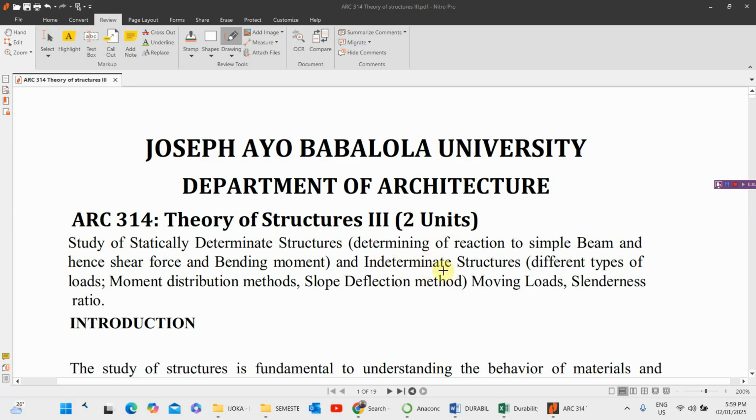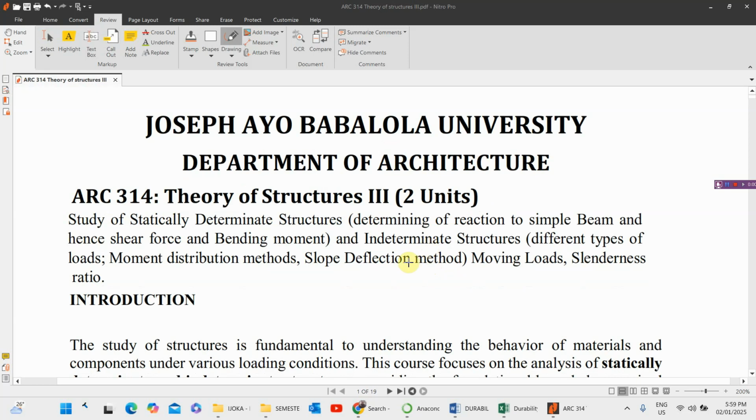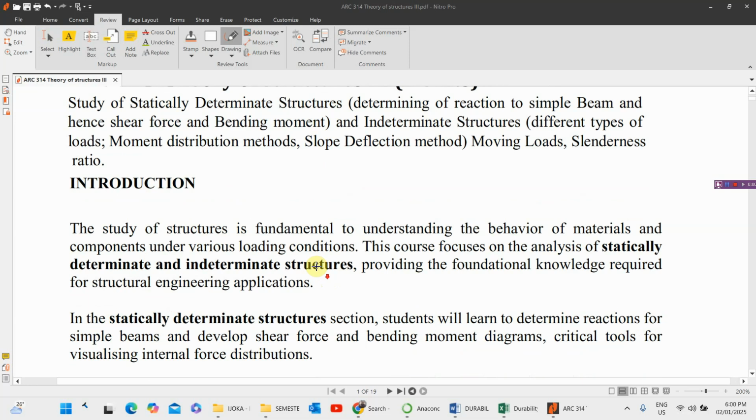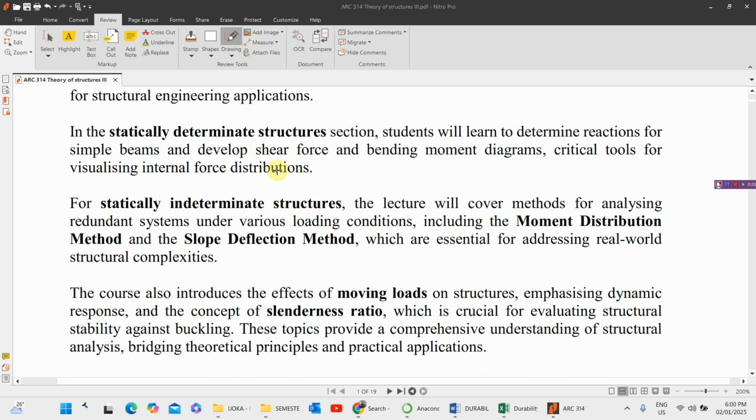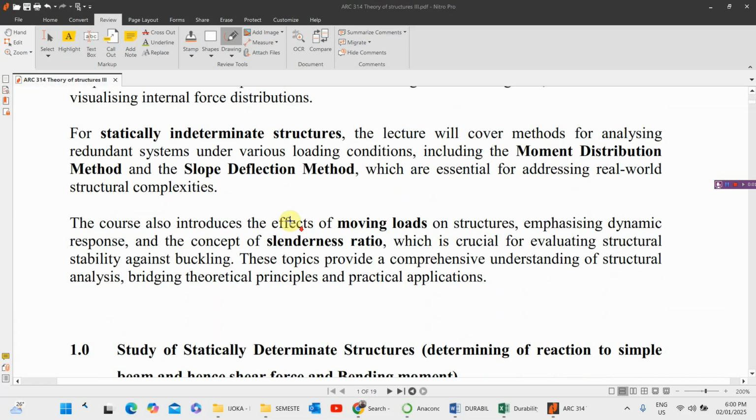While for the indeterminate structures, we'll be looking at the analysis methods of complex beams or structures, using different analytical tools like the moment distribution method and the slope deflection method. There are other tools we can use, some of which include the matrix method, maybe using the stiffness method or the flexibility method, but the scope of this course will not cover that aspect. So let's go straight to the point. I've explained the determinate and indeterminate structures that we'll be covering.